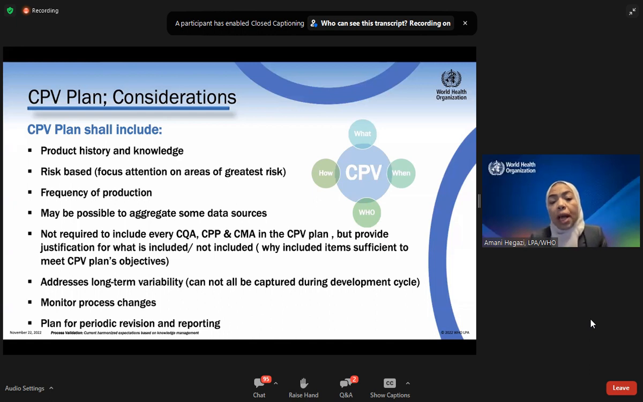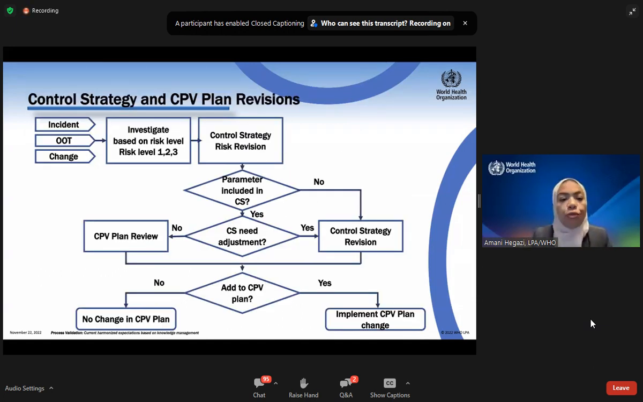It addresses the long-term variability that couldn't be captured during development or process qualification batches due to the limited number of batches. And it's a very good tool for monitoring process changes that have happened all over the time. The plan should consider when this report will be periodically reviewed to ensure that assessment and evaluation of a long-term performance of the process is evaluated and corrective actions are proposed based on this analysis for continuous improvement.